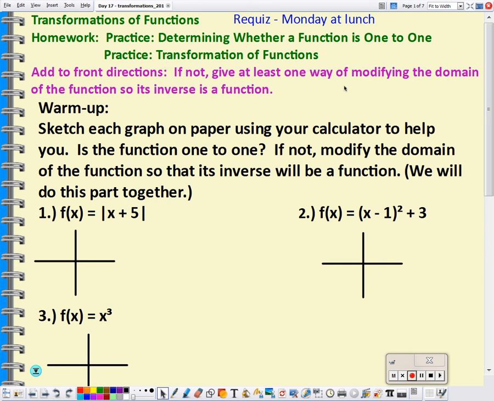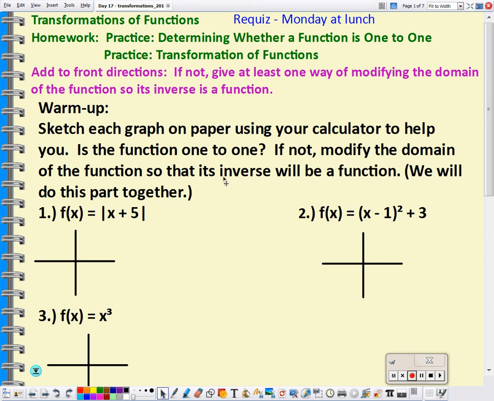I want everyone right now, get out your worksheet. Add to the front: if it is not one-to-one, you must give at least one way of modifying the domain of the function so its inverse is a function. What I would like you to do, once you've done that, is to start this warm-up.